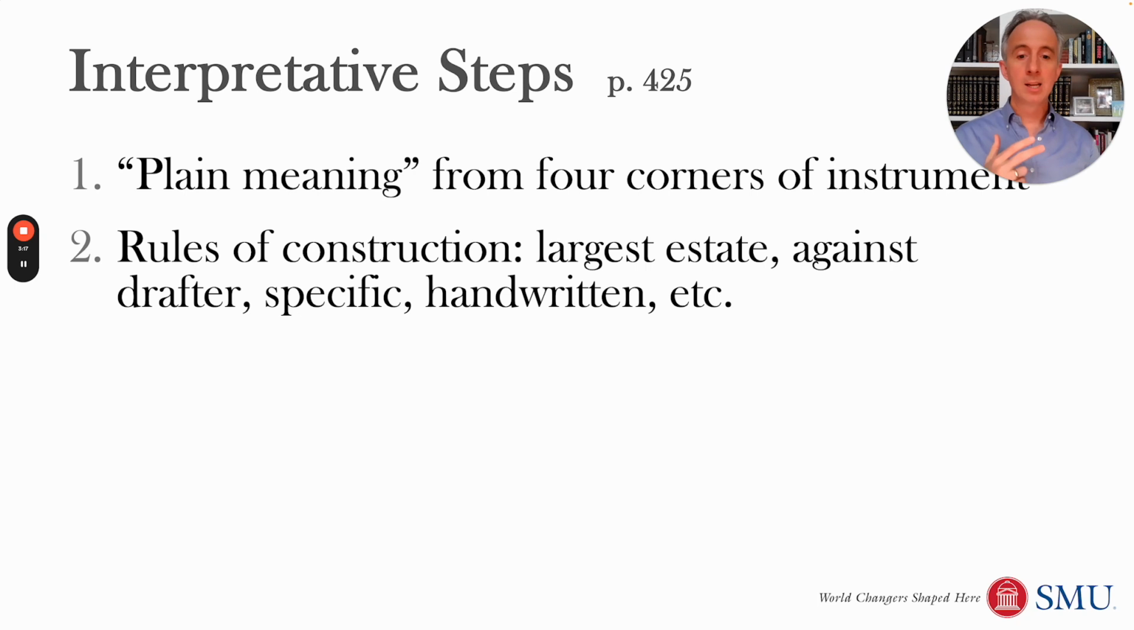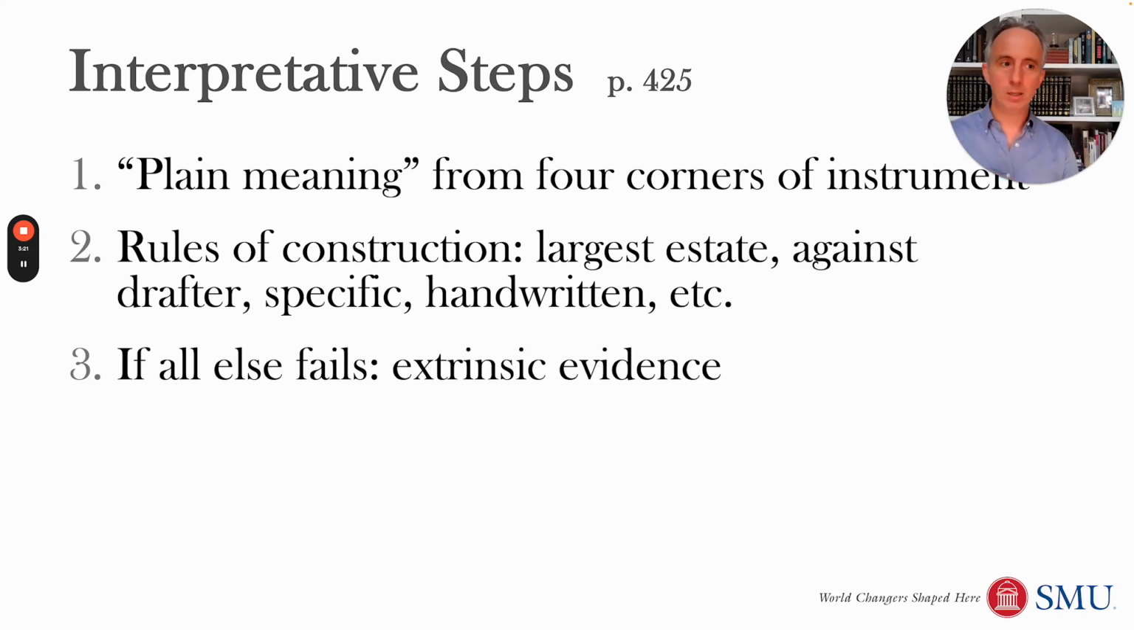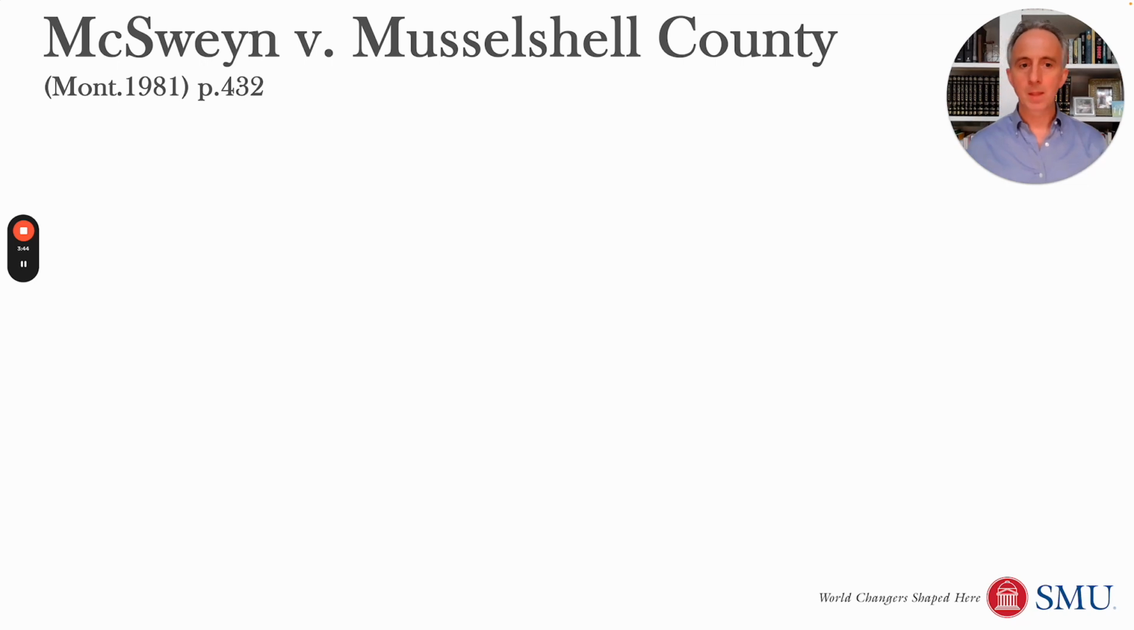We maybe look at specific things rather than general things. Maybe we focus on what's handwritten that seems to have altered the contract. And then if all those things fail, right, there's no plain meaning that we can figure out, it's ambiguous, the rules of construction cut both ways, then we can maybe look for extrinsic evidence, but that's very rare. So generally the courts are going to try and focus on the document as written and figure out what its intent is.